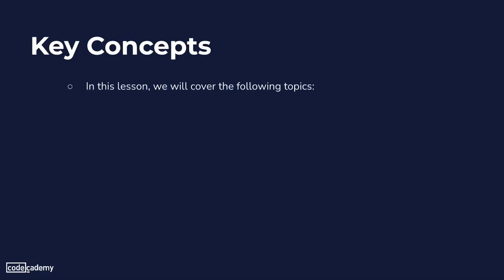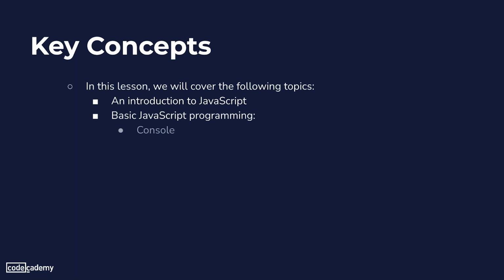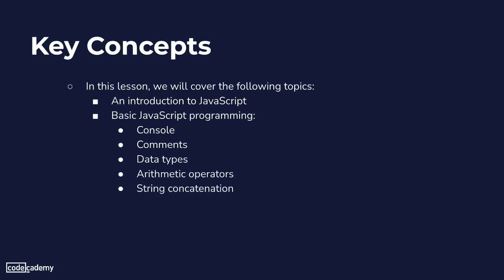In this lesson, we will cover the following topics. First, we will cover a brief introduction to the JavaScript programming language. We'll talk about things like what it is, where it comes from, and the common use cases. Then, we'll talk about basic JavaScript programming. We'll cover things like how to use the console, how to write comments, some common JavaScript data types, how to use arithmetic operators, how to perform string concatenation, and the basics of methods, properties, and built-in objects. There is a lot to cover, so let's get started.